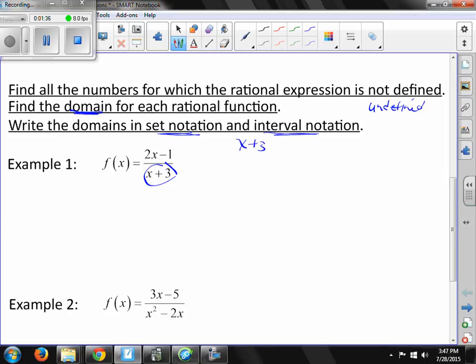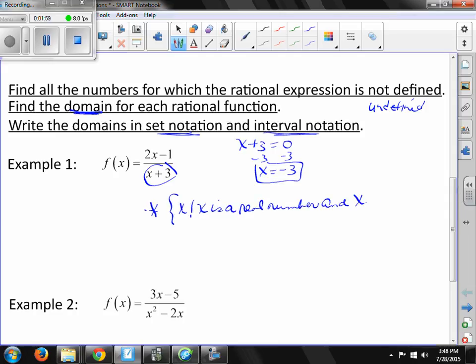x plus 3 equals 0. If I subtract 3 from both sides, I'll have x equal to negative 3. Now that's the one that makes it undefined. So in set notation, I'll write x such that x is a real number and x is not equal to negative 3.